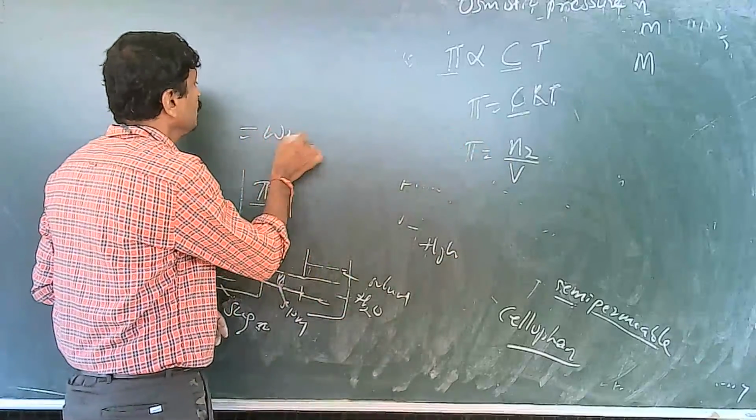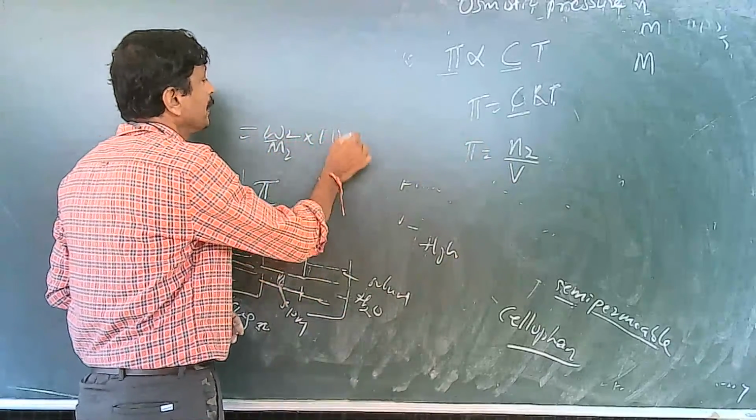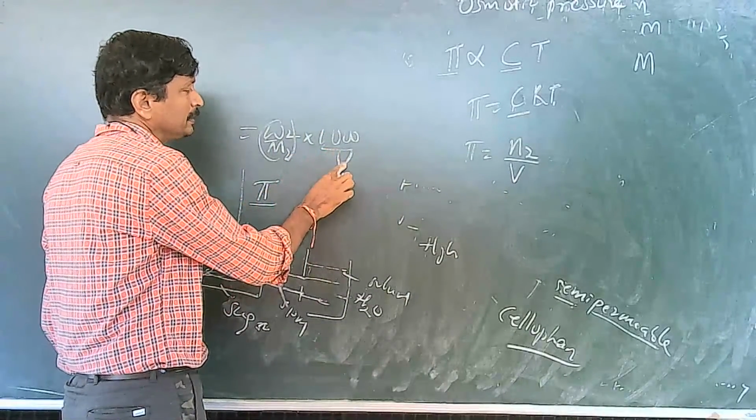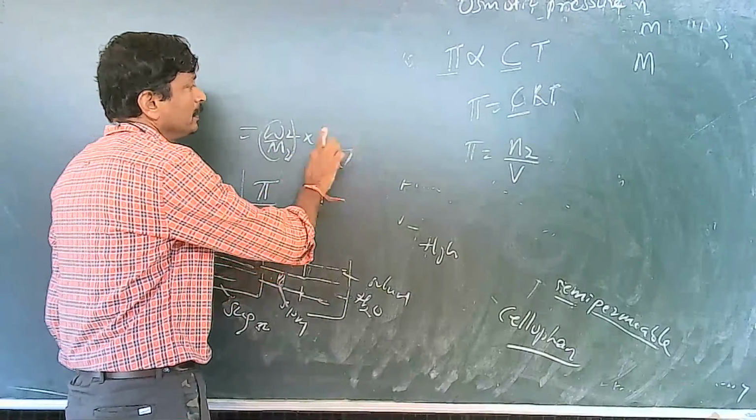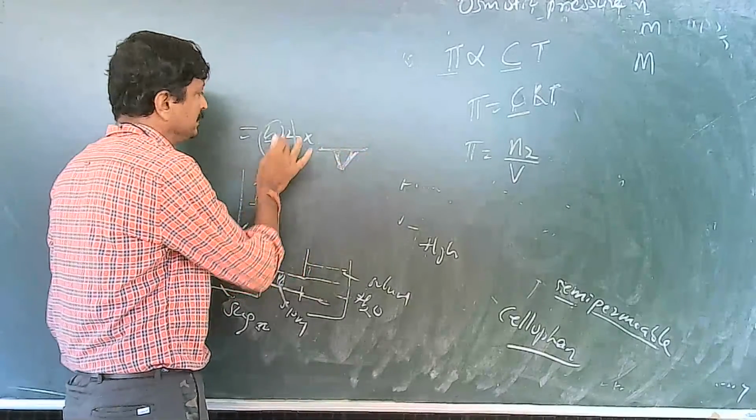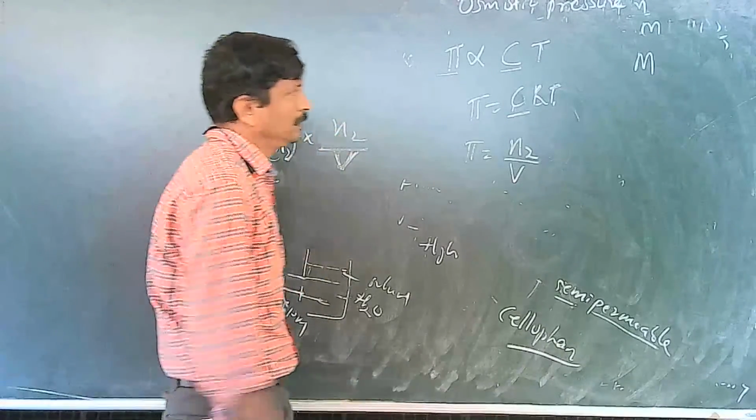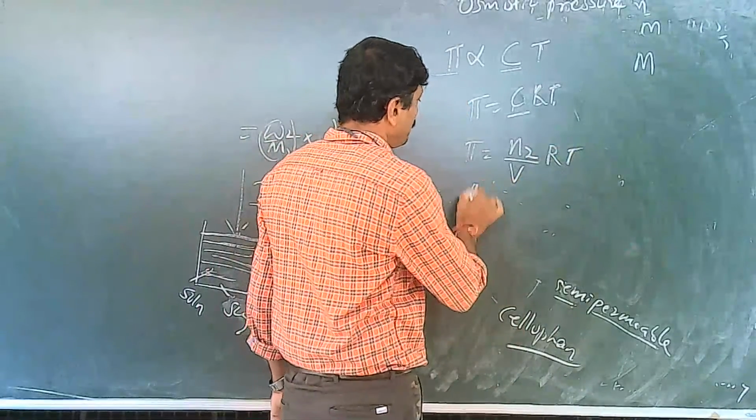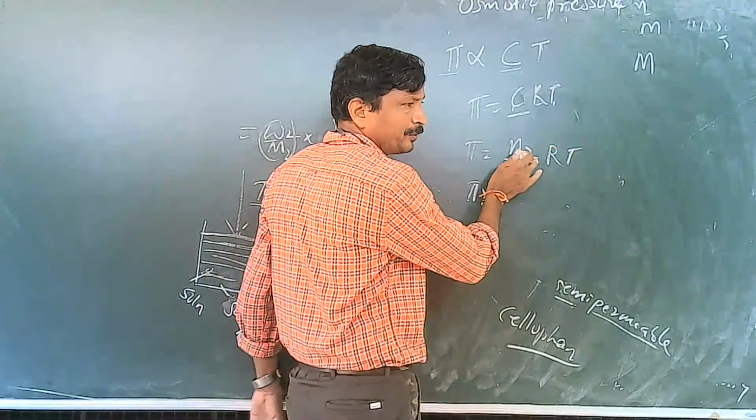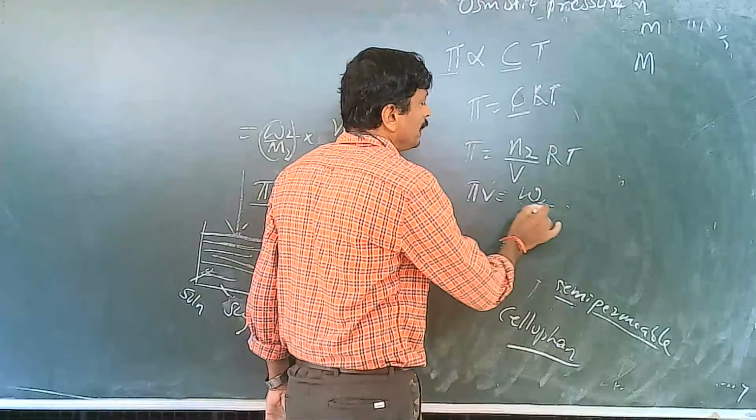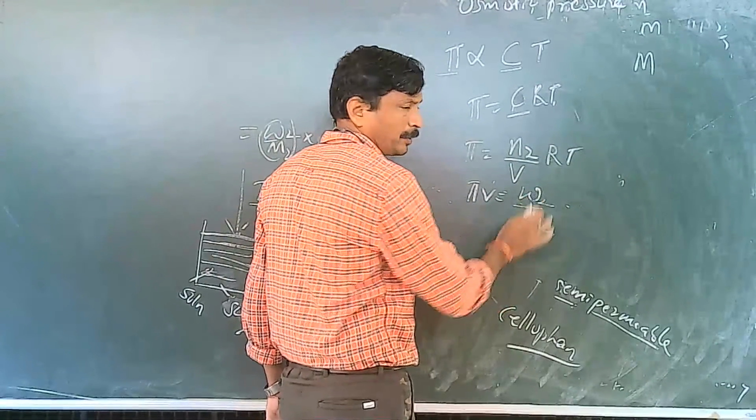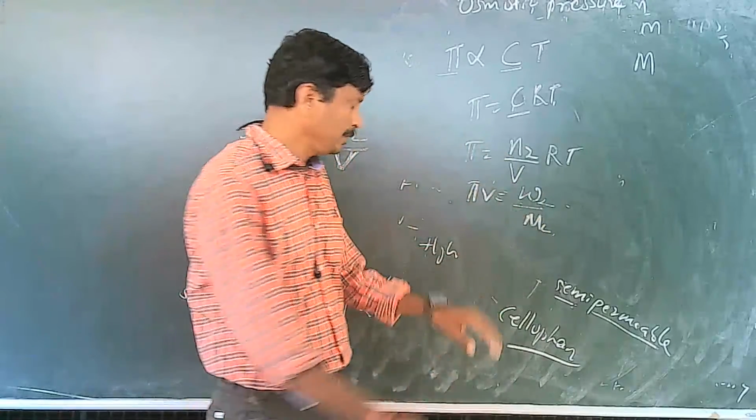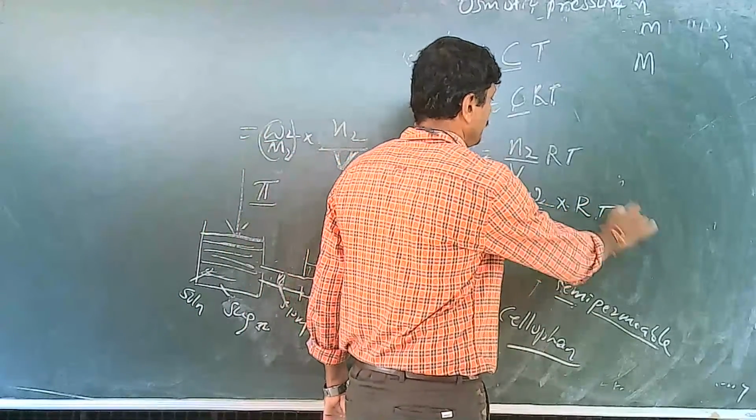See, we have written it like this: W2 by M2 into 1000 divided by V. What is this one? Number of moles of solute. Suppose this is the volume of the solution in ml. For volume of the solution in liters, we write N2 divided by V, times RT. So pi V we can take this side. What is N2? Number of moles of solute. How do you write it? W2 by M2, the mass of the solute divided by the molar mass of the solute, into RT.